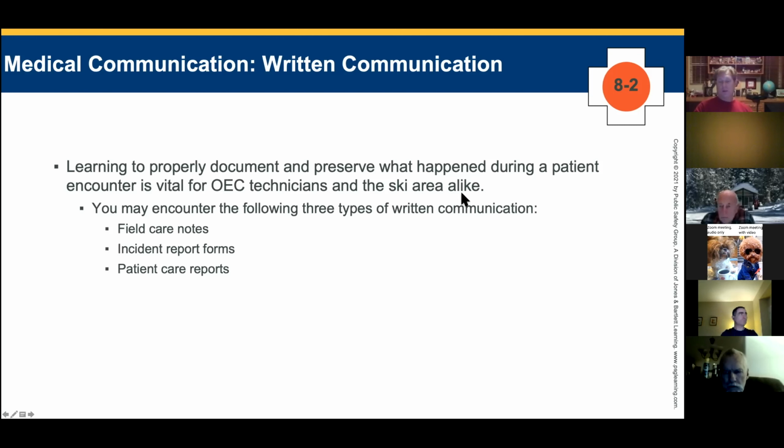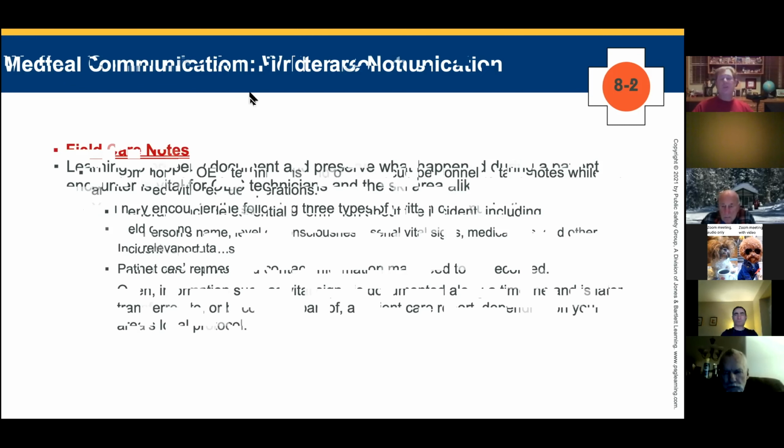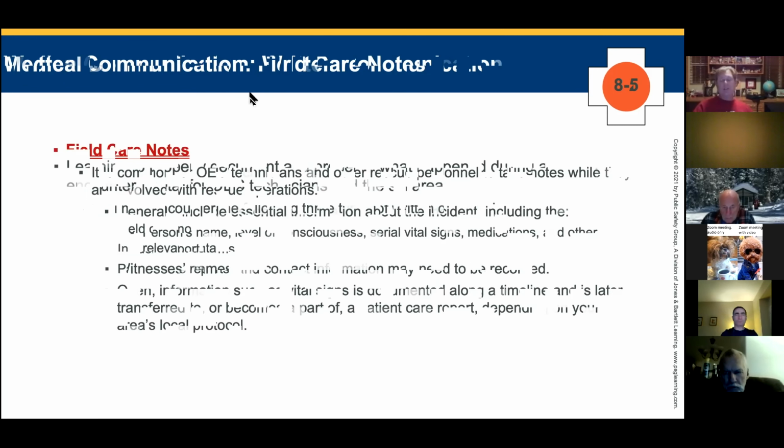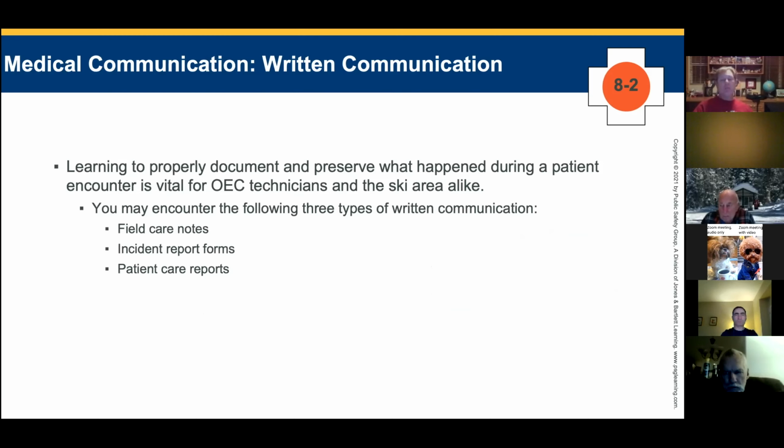So I'm not trying to scare you guys. I'm just trying to let you know about the reality. 99% of the stuff that you do on the Hill is going to be nothing, absolutely nothing. But somebody this year is going to have the misfortune of running on somebody that's going to get hurt seriously. And to protect yourself and the resort, you need to make sure that you do good documentation.